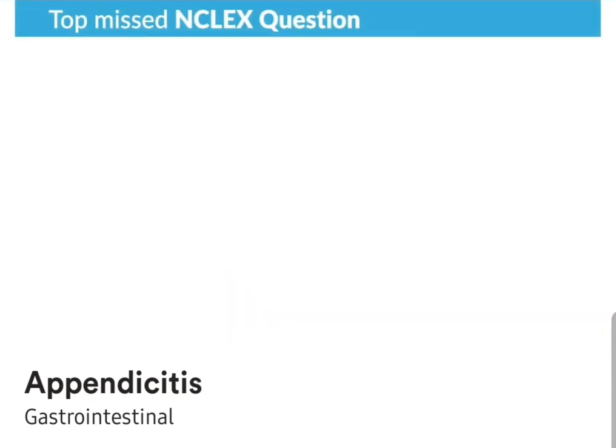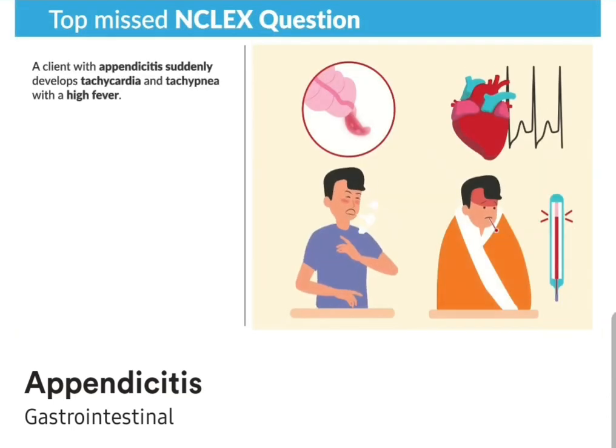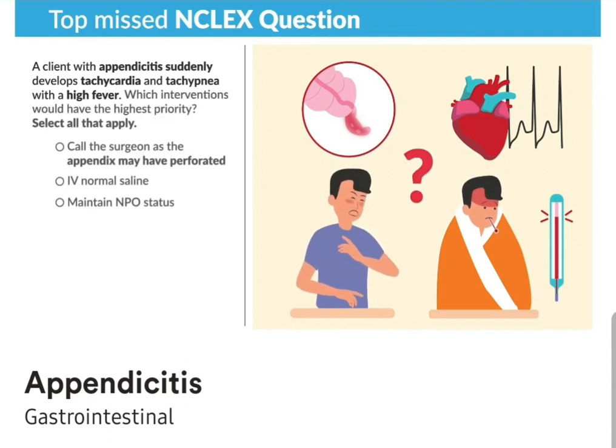So the top missed NCLEX question here. A client with appendicitis suddenly develops tachycardia and tachypnea with a high fever. Which interventions would have the highest priority? Select all that apply.